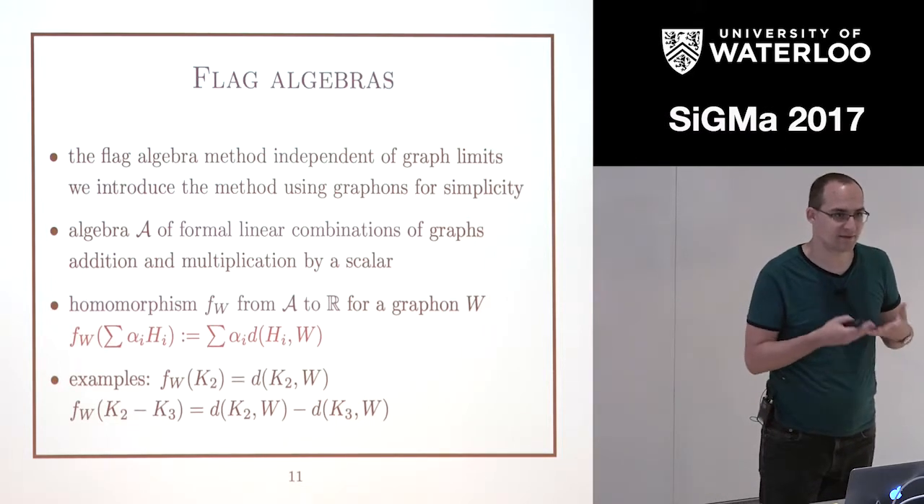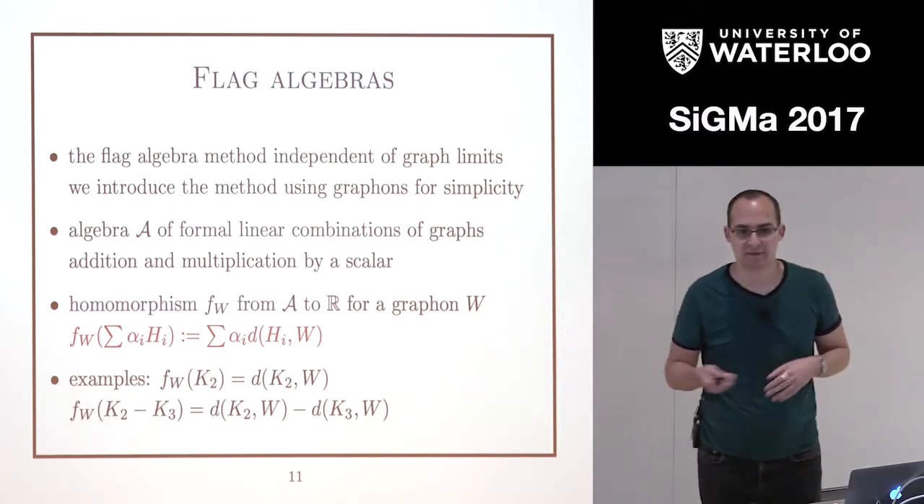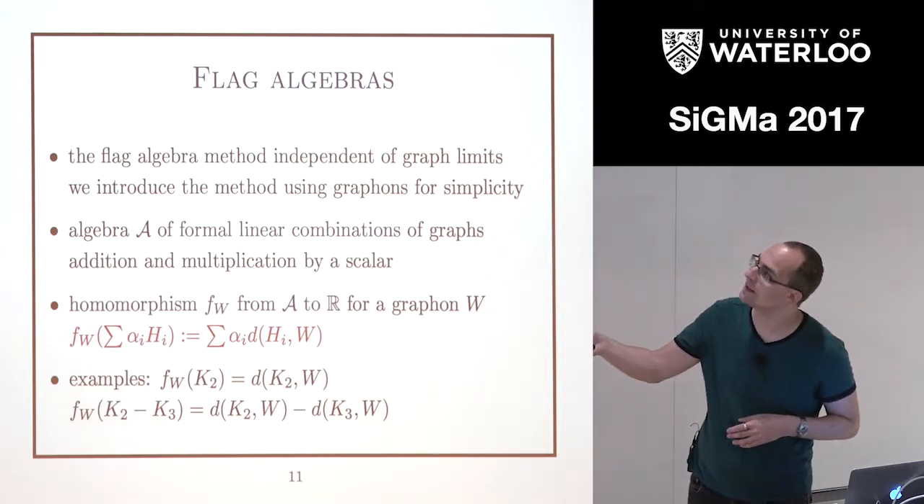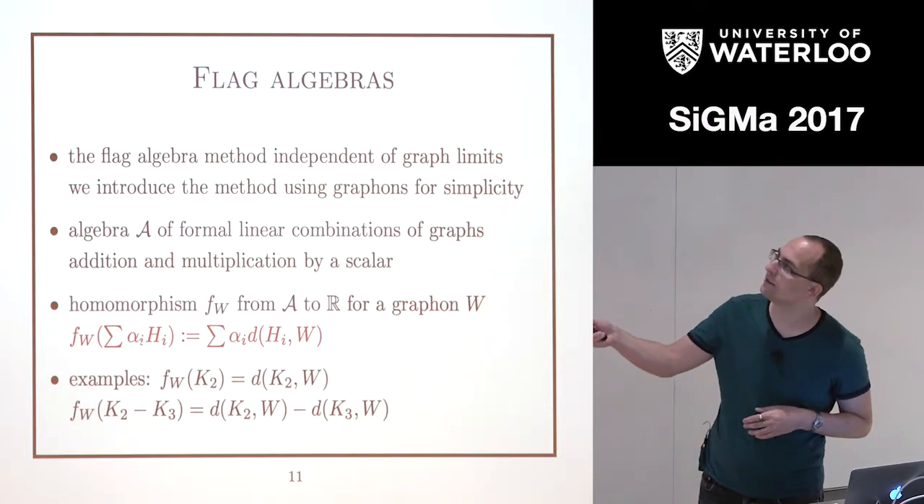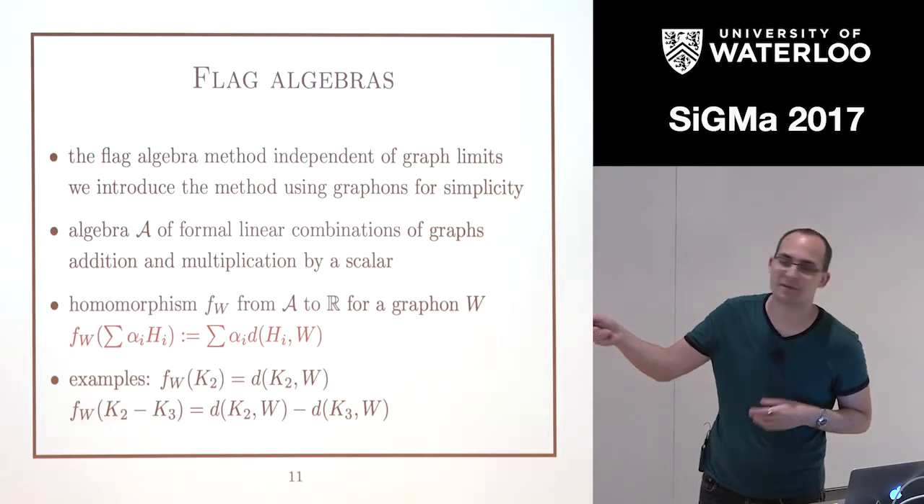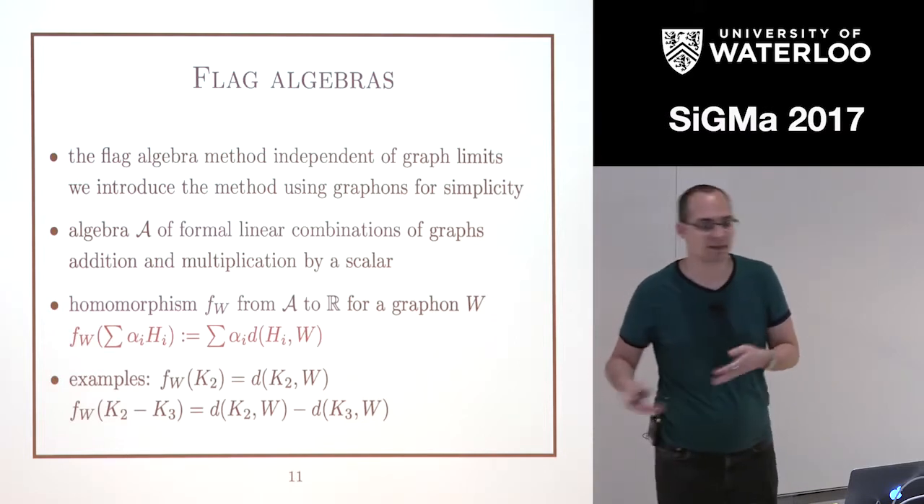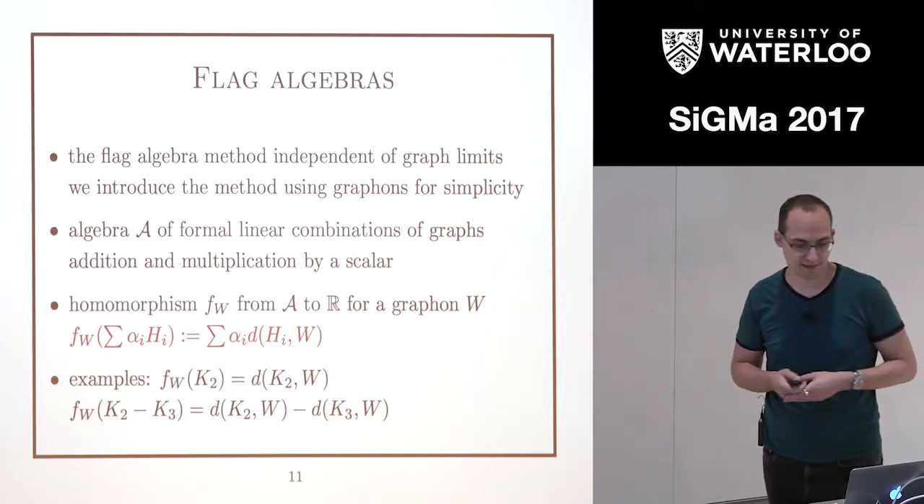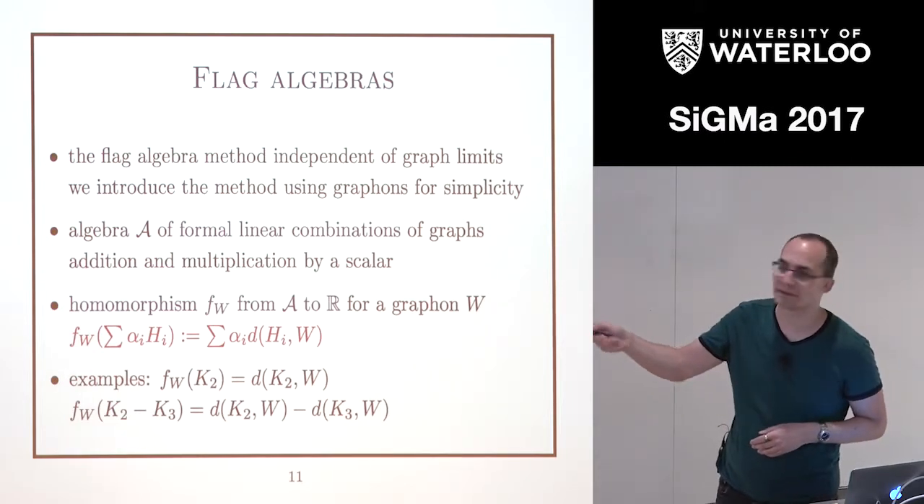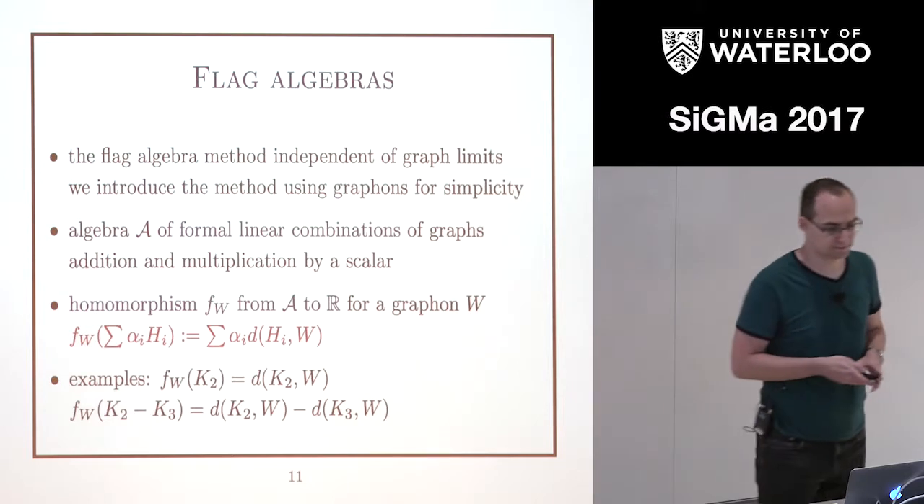And if I have a graphon W, then I can define a homomorphism from this algebra to reals just by saying, okay, if you give me a finite combination of graphs h_i with coefficients alpha_i, then the value of this homomorphism for this combination will be just the sum of the densities of graph h_i in the graphon W with coefficients alpha_i. So every graphon gives me a homomorphism from this algebra to reals. And I just included here some examples so that we know what we're talking about.